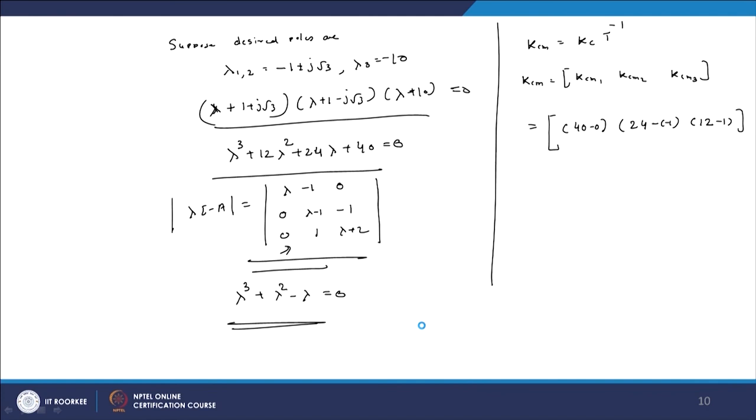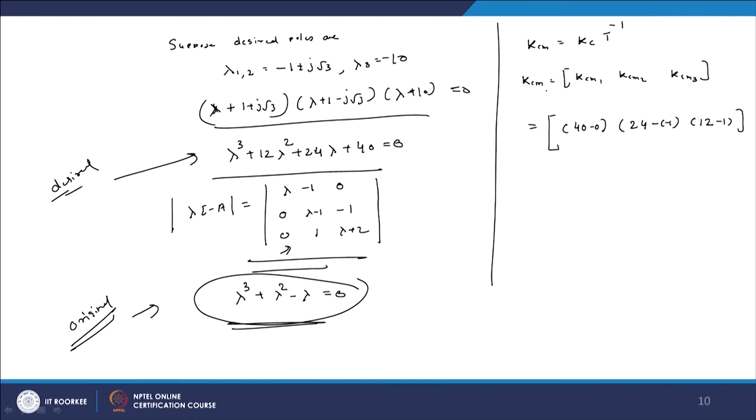So that is why we have written lambda cube plus lambda square minus lambda, which is the characteristic equation of the original plant, and this is your desired one. Now we have compared them, and we will get KCM as KCM1, KCM2, KCM3: 40, 24 plus minus 1, 12 minus 1. If you solve it, we get 40, 25, 11. So we have got KCM, but finally we have not got the controller.